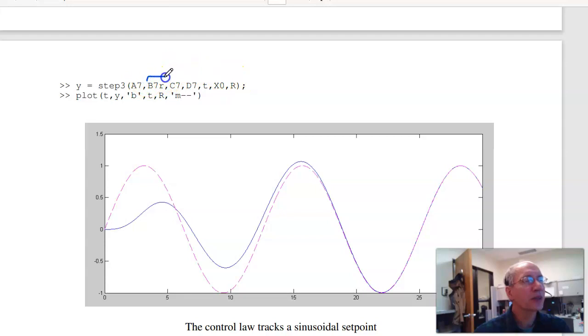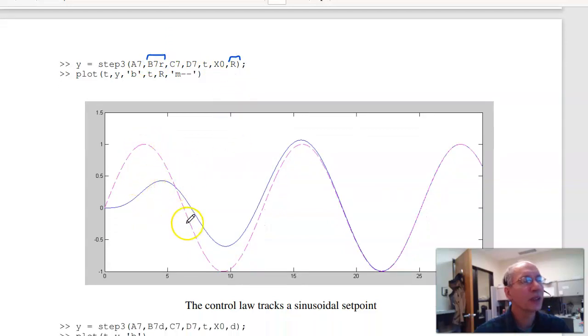So here's the B matrix with respect to R. And here's my set point, the sine wave. There's the output. It should track the sine wave. That's what the servo compensator does. It's got a pole at plus minus j0.5 radians per second. It should track a 0.5 radian per second sine wave.